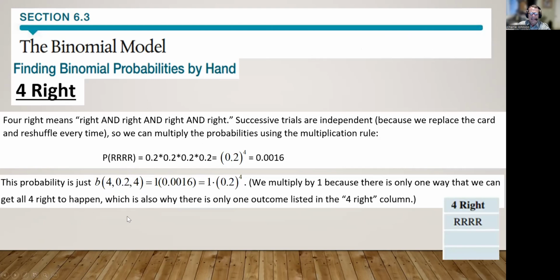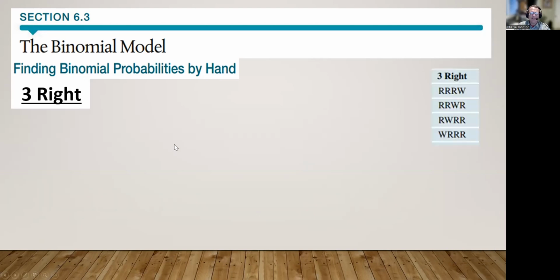This probability is just that binomial probability of 4 trials with a success rate of 0.2 and getting 4 right. The 1 is in there because the 1 times the 0.0016, because there's only one way that we can get all 4 right to happen, which is also why there's only one outcome in the 4 right column to the right. Now, how do we get 3 right?